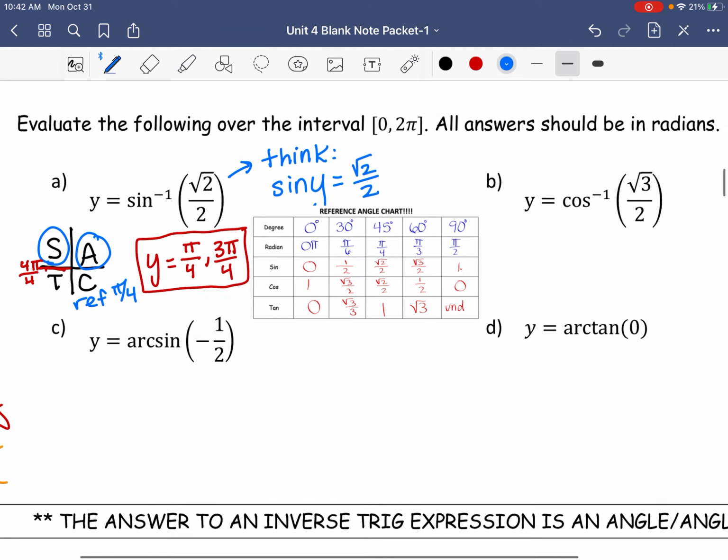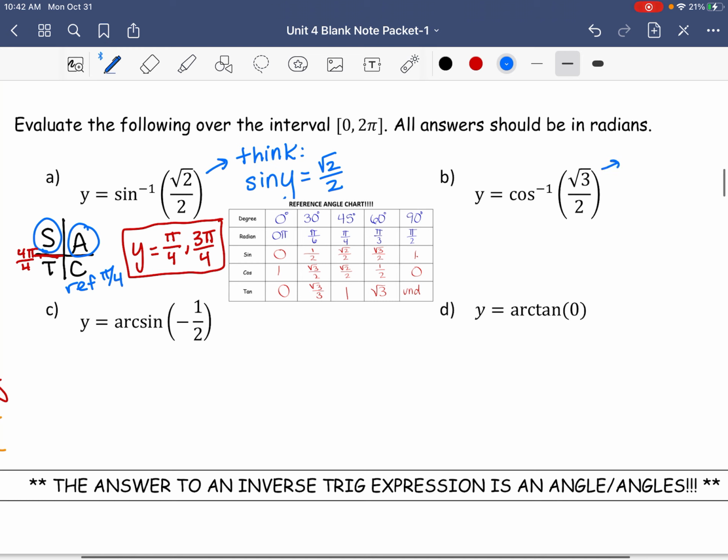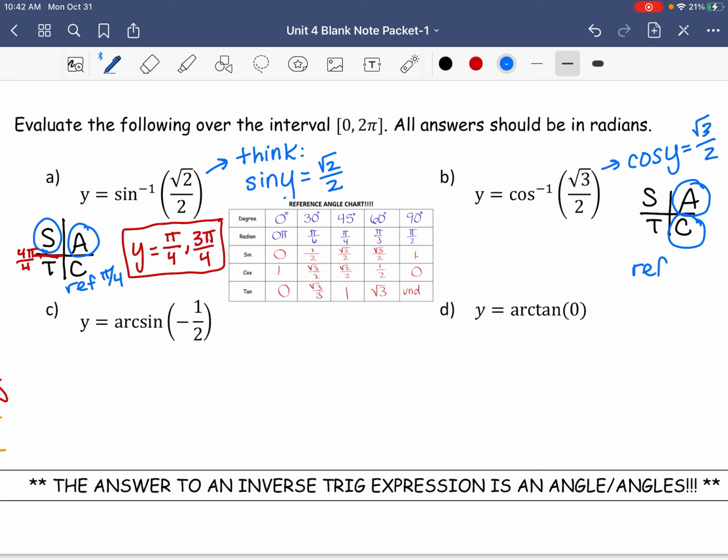Okay, let's try this next one. We're going to think to ourselves, not sine, we're going to think the cosine of y equals √3/2. And I'm going to try to figure out what quadrants we're in. All students take calculus. Okay, what quadrants is the cosine positive? Hopefully you said 1 and 4.